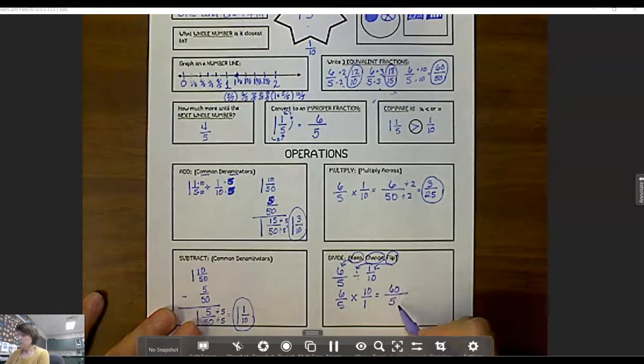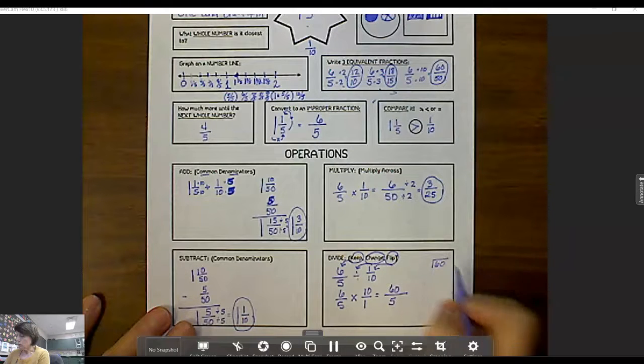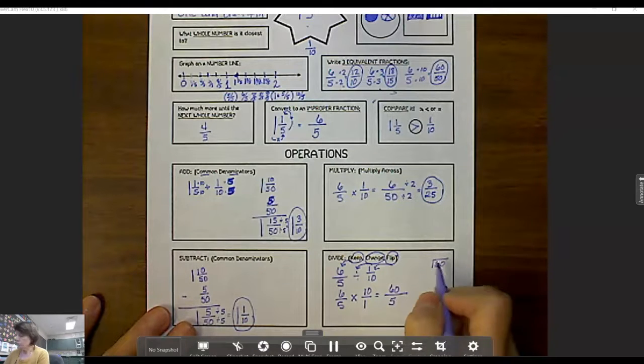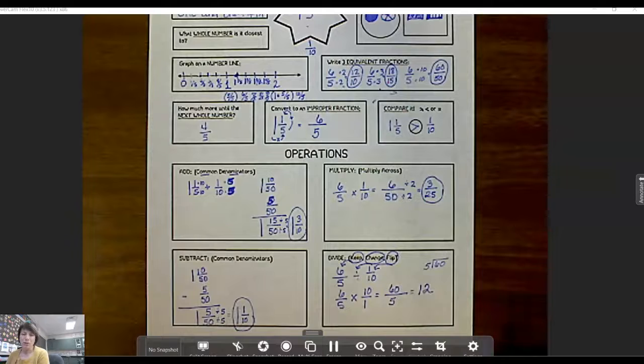Now 60 over 5 is an improper fraction, so we're going to see how many times 5 can go into 60. Well, we might need to do just a little division problem over here, or if you know your division facts well, you'll know that 5 actually goes into 60 12 times. And so this would be just the whole number 12 would be our answer.